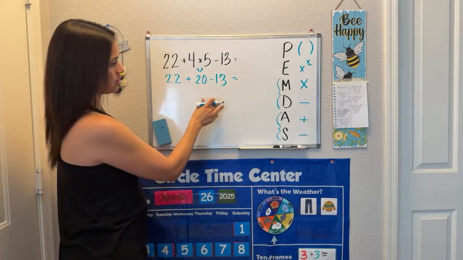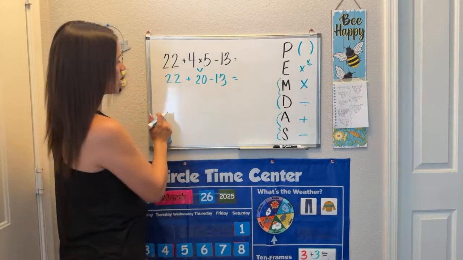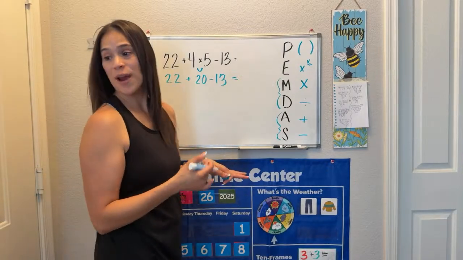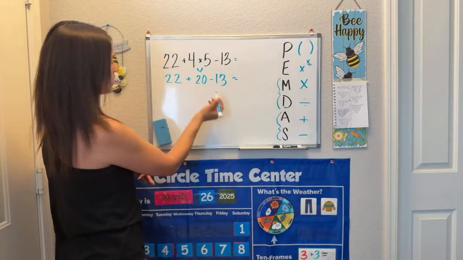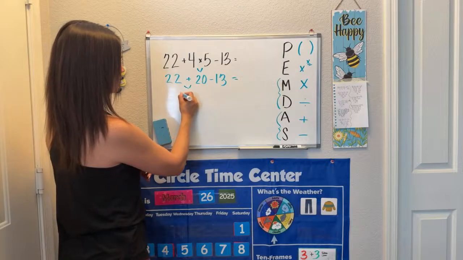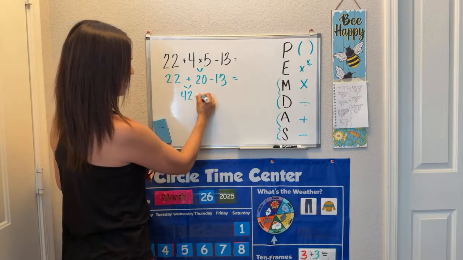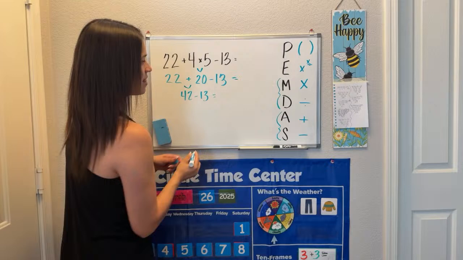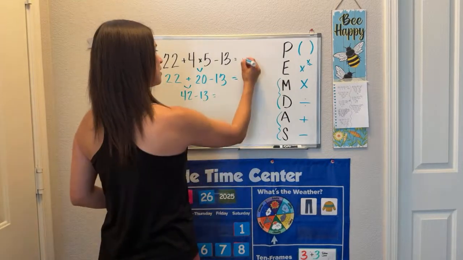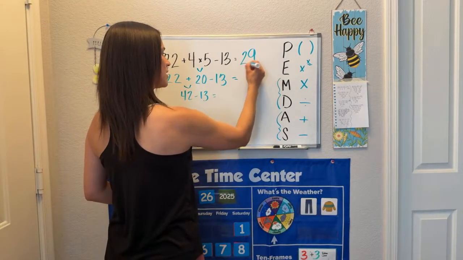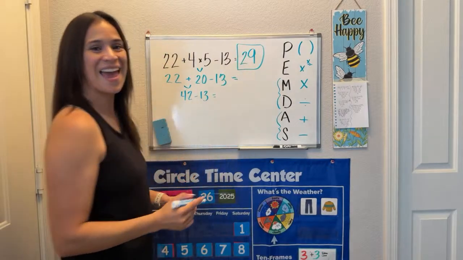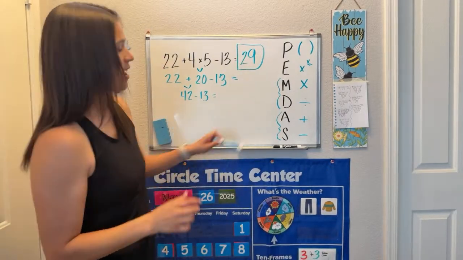No more multiplication or division. We do have addition and subtraction, so we are going to work from left to right. And let's go ahead and just solve. So 22 plus 20 is going to be 42 minus 13, and that will give us our answer of 29. Yay!